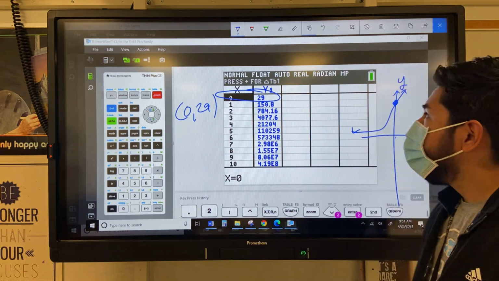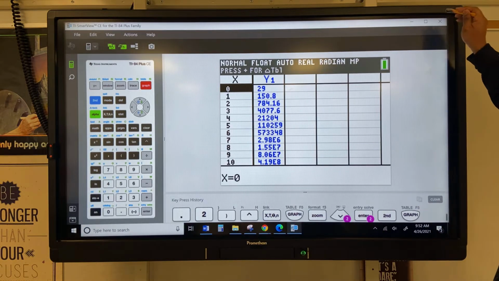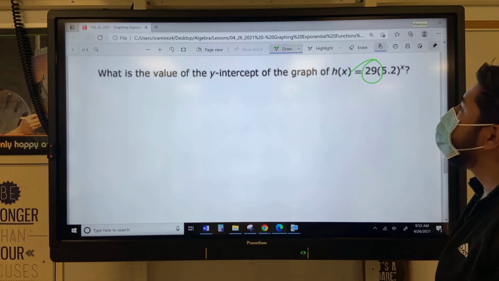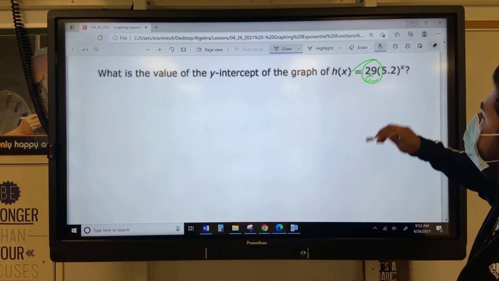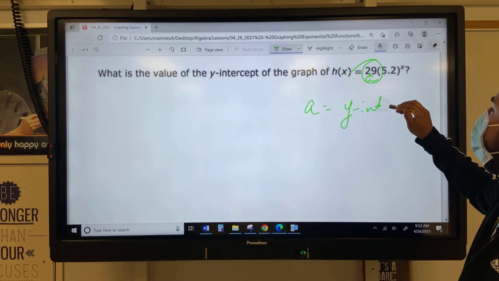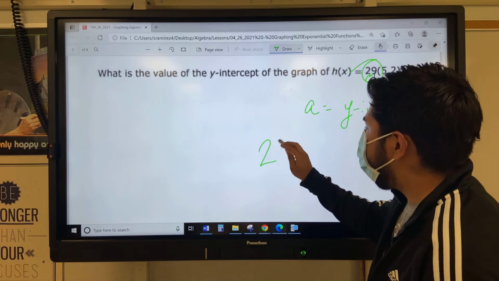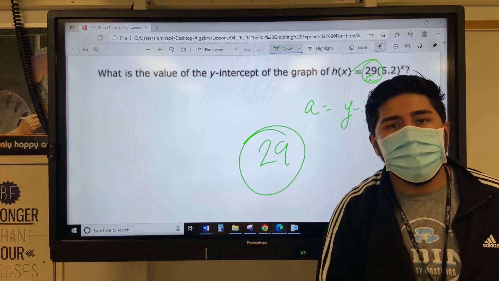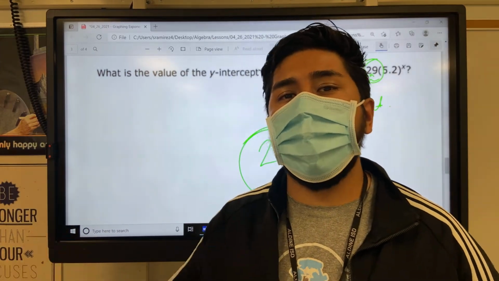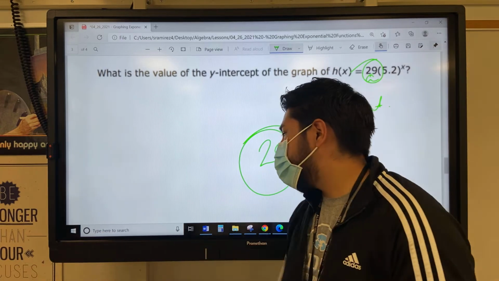Okay? And we can even make the quick relationship that, hey, guess what? 29 is right there. And you should know that that's my A value, and we talked that A value is my y-intercept. So we should obviously say, boom, 29 is my direct answer. You don't even have to graph it. You should already know that A is my y-intercept. Boom, boom, boom, take care of business.